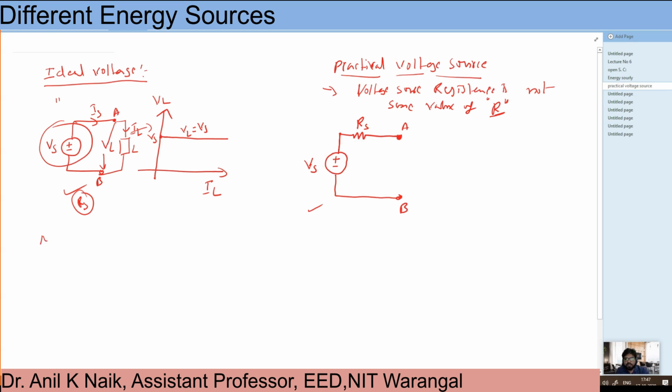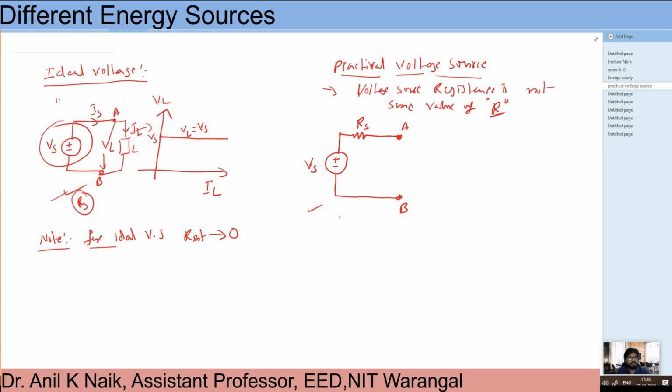You take one note here. Note: for an ideal voltage source, the internal resistance of the voltage source is 0. That is the point you need to know.